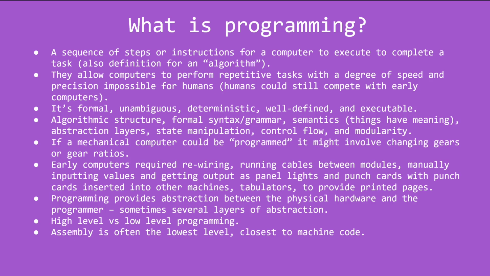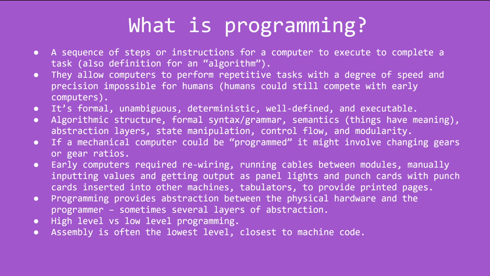Back in the days of mechanical computers, if it was programmable, it might involve something like changing gears or gear ratios. Early computers like ENIAC required physical wiring. You'd actually run cables and patch particular panels. You'd set up individual function tables. You'd manually input values through switches or the connections. And then you'd get output as either lights on panels or punch cards, actually a mixture of both. Then the punch cards would have to be further processed by a tabulator to get a clear printout.